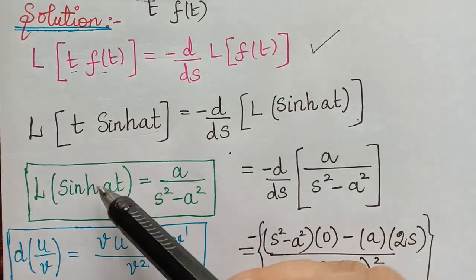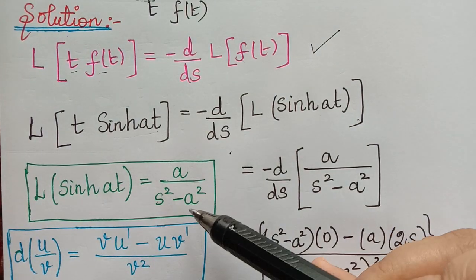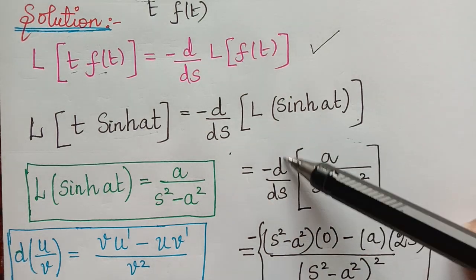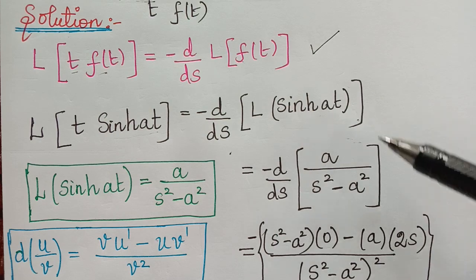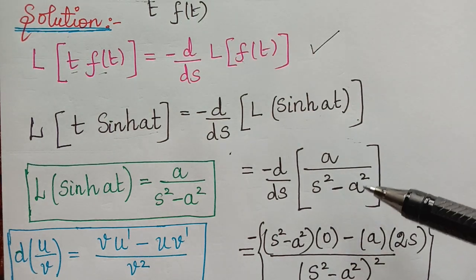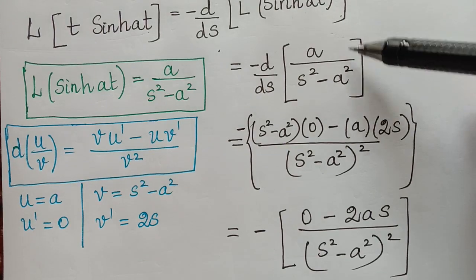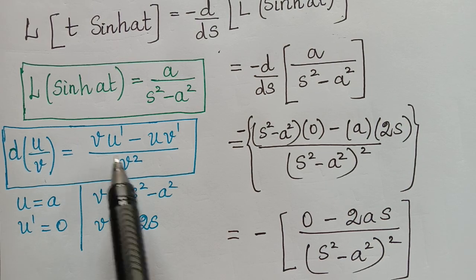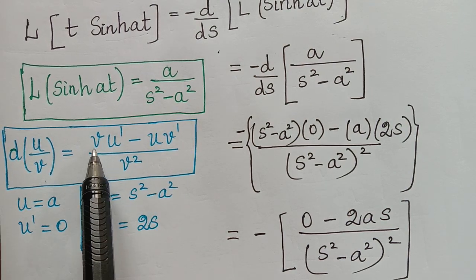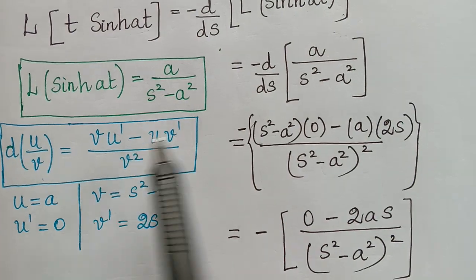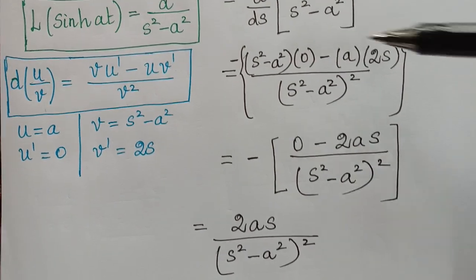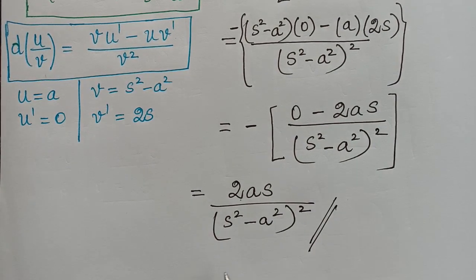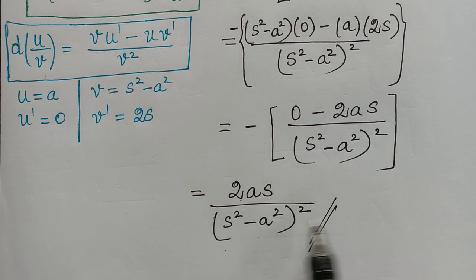We know that the Laplace transform of sinh at is equal to a divided by s square minus a square. So we are substituting that here. So negative d by ds of the Laplace transform of sinh at, which is a divided by s square minus a square. Now we have to differentiate this using the u by v method. We know that the differentiation of u by v is equal to, in the denominator we have v square, in the numerator v u dash minus u v dash. Applying this, like in previous problems, in the same way we get the solution here as 2as divided by s square minus a square the whole square.